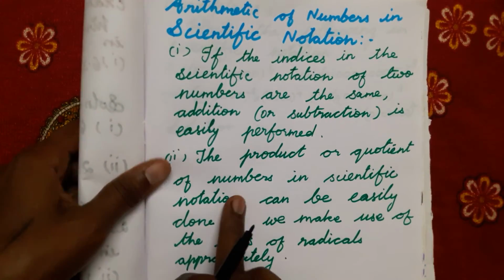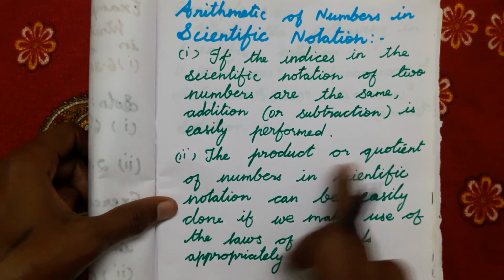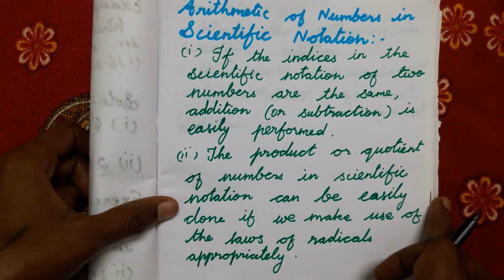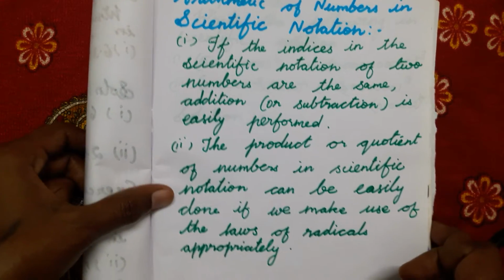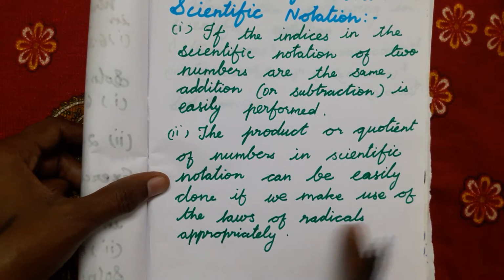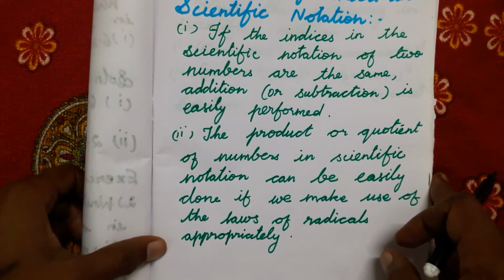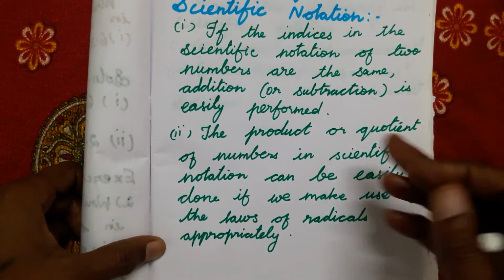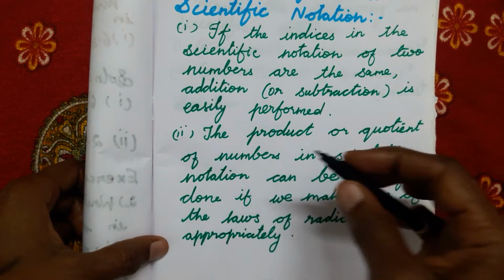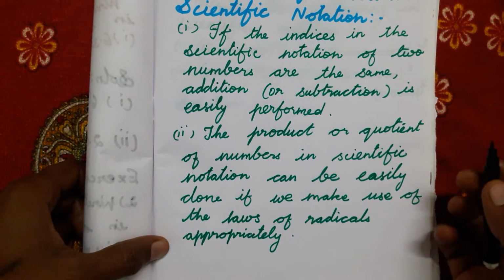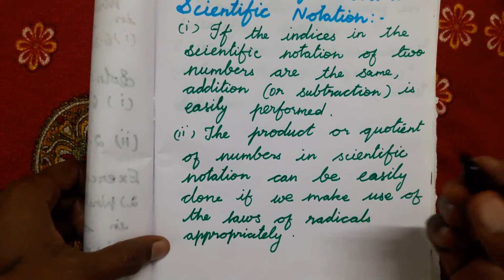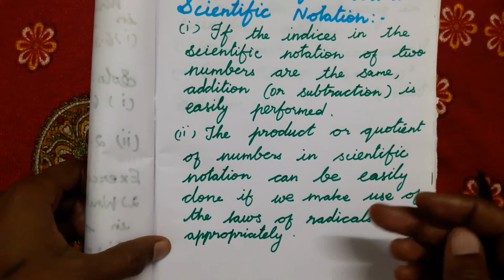Next, the product or quotient of numbers in scientific notation can be easily done if we make use of the laws of exponents appropriately. With this one, whether the power is equal or not equal, we can multiply or divide.